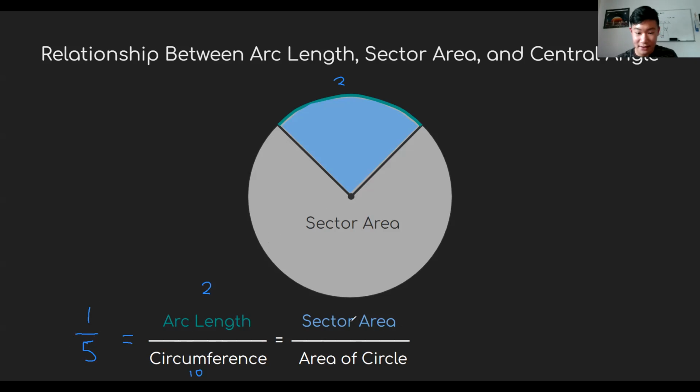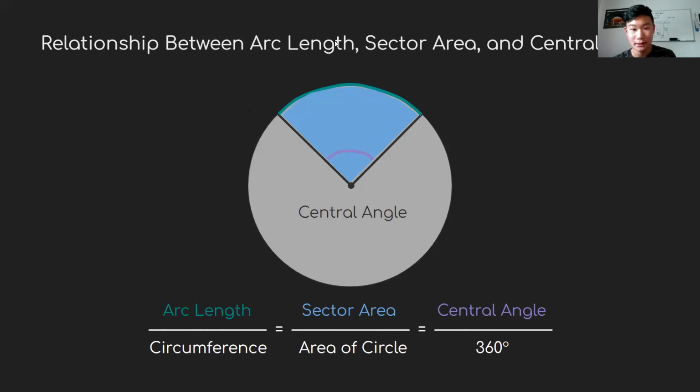So I know that the sector area is also 1/5 of the area of the circle. So I know that 5 of these areas can actually fit in this circle. All right, and we have one last one, and that is the central angle.